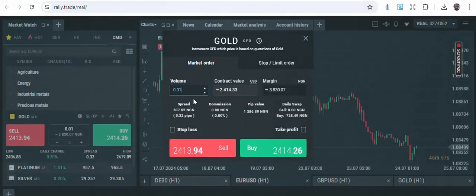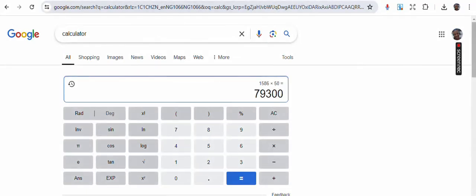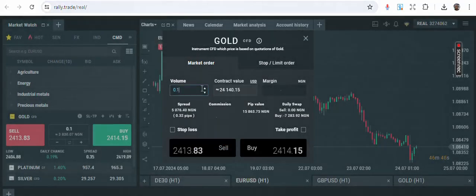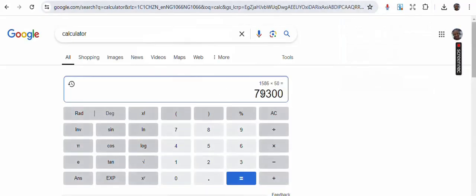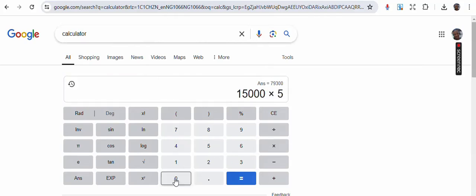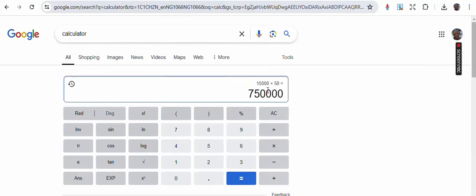So imagine when you're trading with a better lot size. Let's say you're even using 0.02. That is double of the amount that we just mentioned, right? That's double of this amount. So imagine if you were now using 0.1 for instance. Per pip you are making 15,863 naira. So if you hold your trade for 50 pips, how much is that going to be multiplied by this value? Okay, let's just do that calculation. Let's just use 15,000 times 50 pips, this is 750,000.